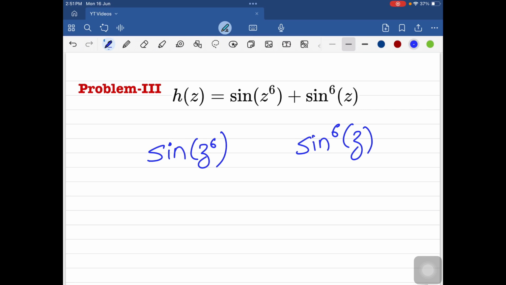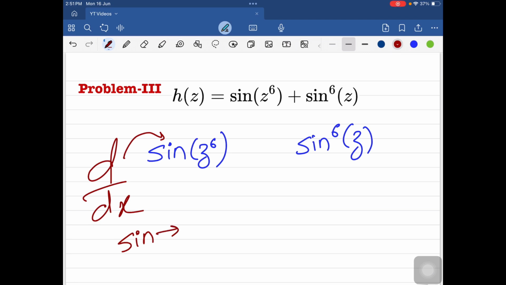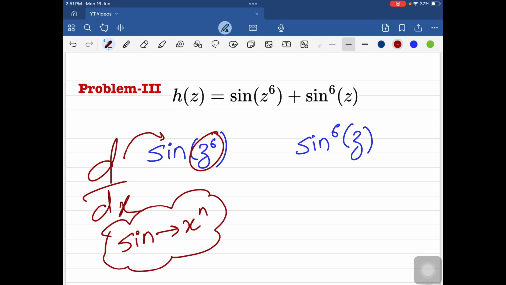You know, when we apply the derivative over here, which function is coming first in sine z to the power 6? I can see that sine is coming first because z to the power 6 is inside. So I will apply the formula for sine. Then I will apply the formula for x to the power n, because again there is not only z, there is z to the power 6. So these two formulae we have to apply in terms of chain rule for the first function.